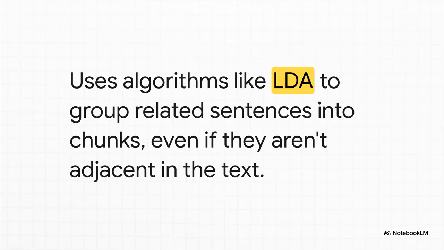And then you have topic-based chunking. This is a seriously powerful technique. It uses complex algorithms to mathematically figure out the different topics inside a document. So imagine a news article that talks about politics, then the economy, then back to politics. This method is smart enough to pull out all the political sentences and group them into one chunk, and all the economic sentences into another, even if they're scattered all over the place.